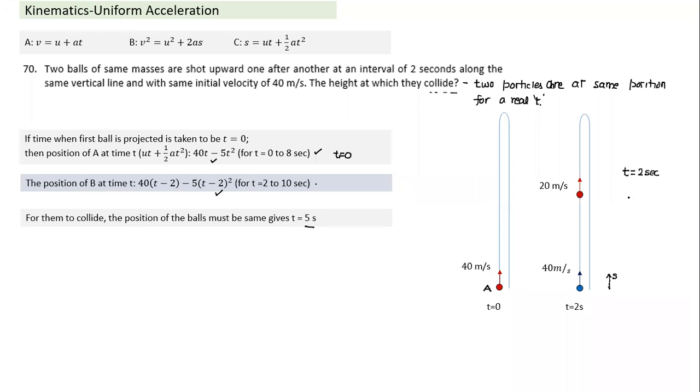At t is equal to 2 seconds, the second projectile is right at the bottom, just fired at a velocity of 40 meters per second. But the first has already been traveling for 2 seconds. If it is traveling for 2 seconds, its speed must have reduced by 20, so the speed becomes 20. So 40 has become 20 in 2 seconds. In these 2 seconds, the average speed is 30. It means it has risen by a height of 60 meters. It must be at a height of 60 meters.